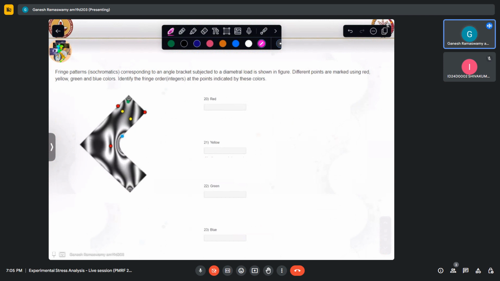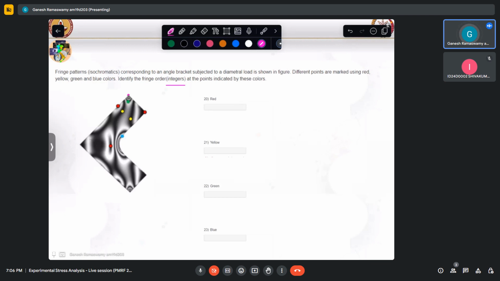So the fringe patterns, basically isochromatics corresponding to an angle bracket that was initially shown even in the first question, is subjected to a load. Different points are marked using red, yellow, green and blue colors. What we need to do is identify the fringe order integers, because this is a dark field image, so fringe orders would be integers at the points indicated by these colors.